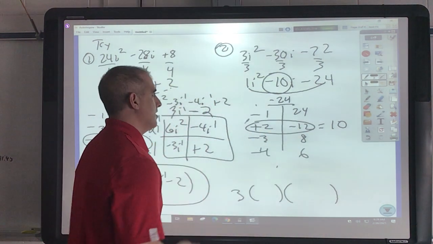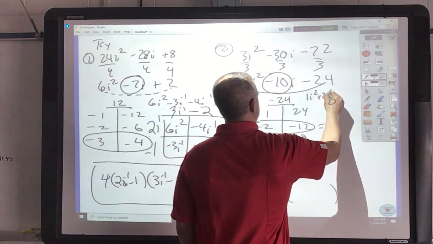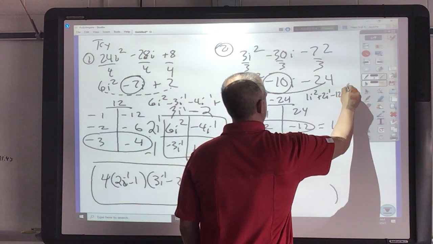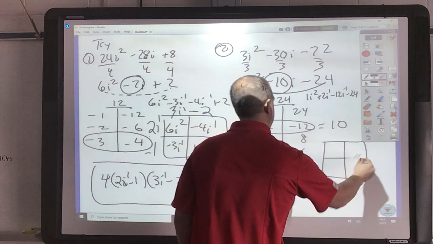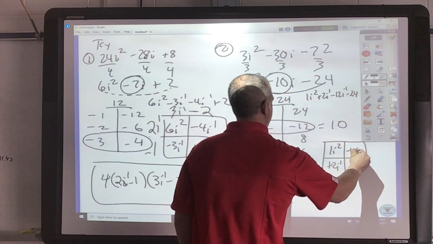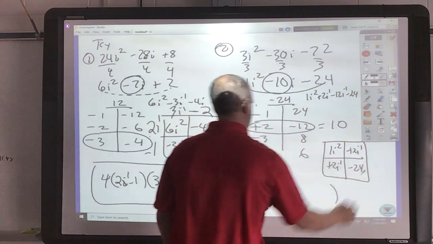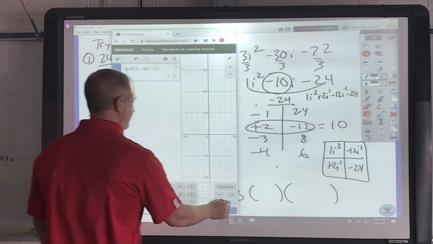So how I would rewrite this is 1i squared plus 2i to the first minus 12i to the first minus 24. So that's what's going to go in my box: 1i squared plus 2i to the first minus 12i to the first minus 24. And now all we're doing is GCF stuff.